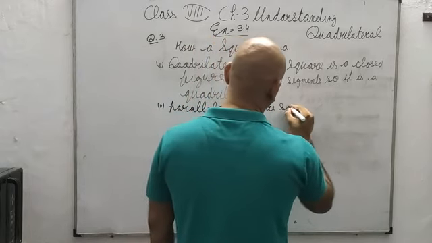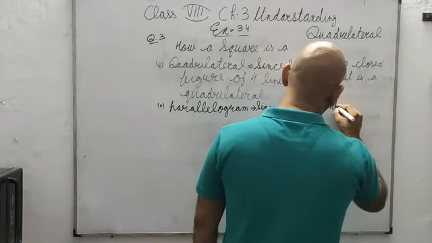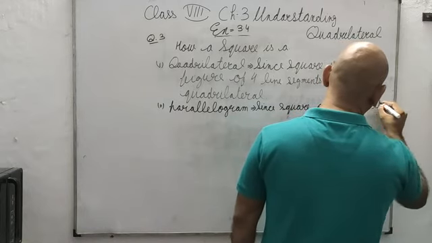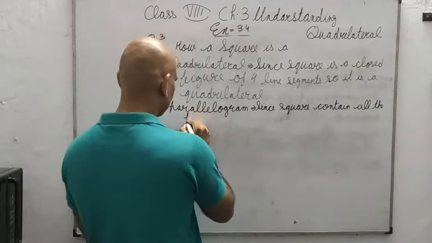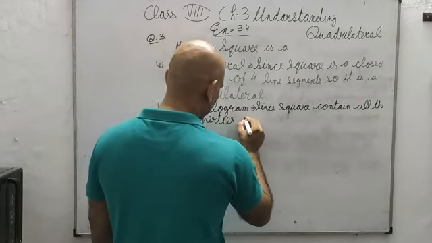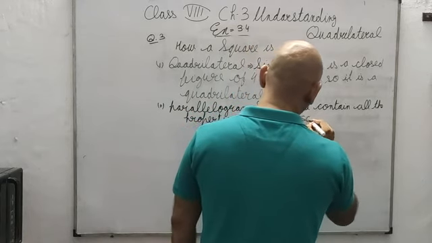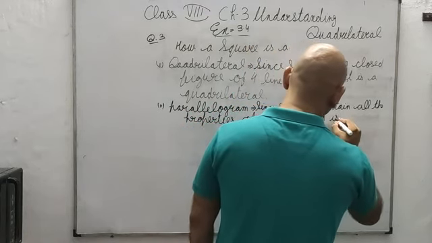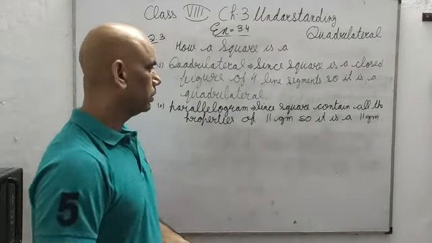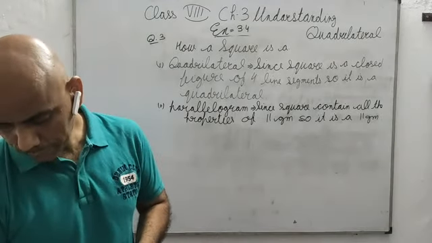Since a square contains all the properties of a parallelogram, so it is a parallelogram. Next, rhombus.